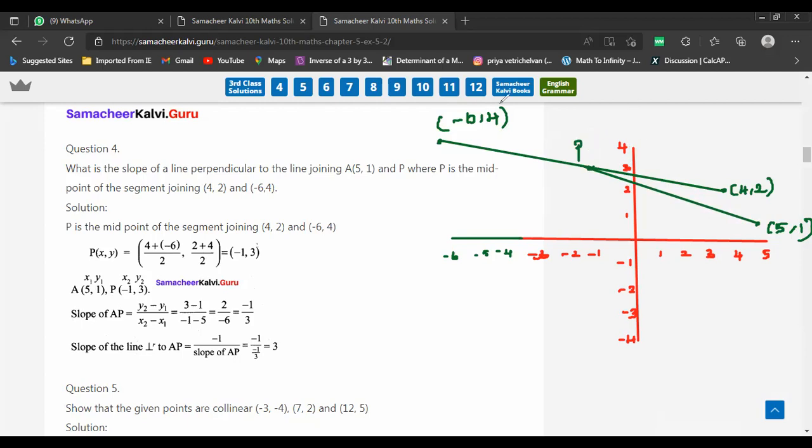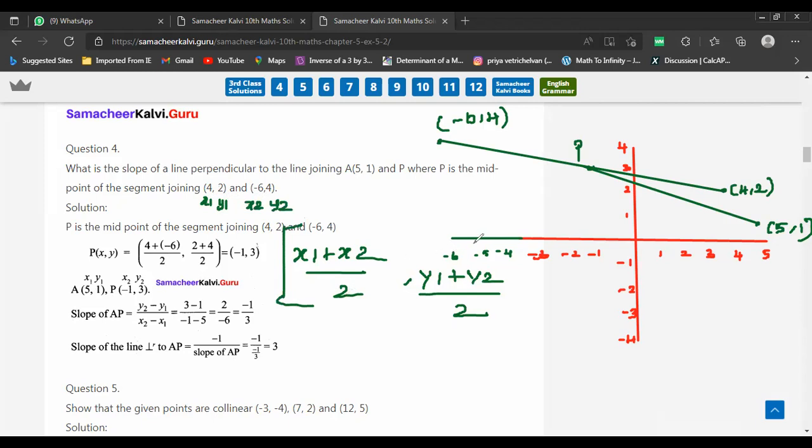How can we find that? We know the formula for the midpoint, which is x1 plus x2 upon 2, comma y1 plus y2 upon 2. So assume this is x1, y1, and this is x2, y2. Substitute in this formula. You'll be able to find the midpoint value, which is minus 1, 3. So you found the value of P now. So this is minus 1, 3.